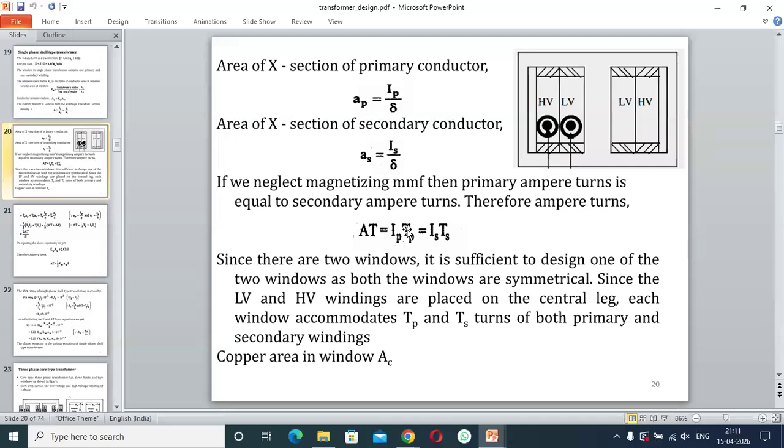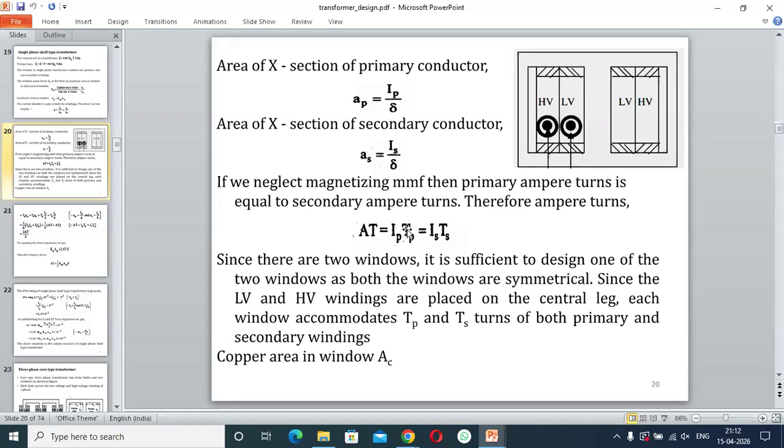So since there are two windows, it is sufficient to design one of the two windows as both the windows are symmetrical. Since the LV and HV windings are placed on the center leg, each accommodates TP and TS number of turns of both primary and secondary winding.